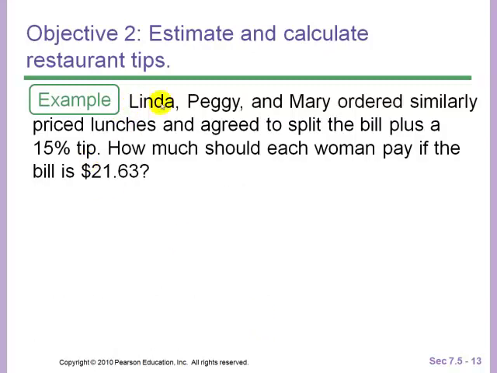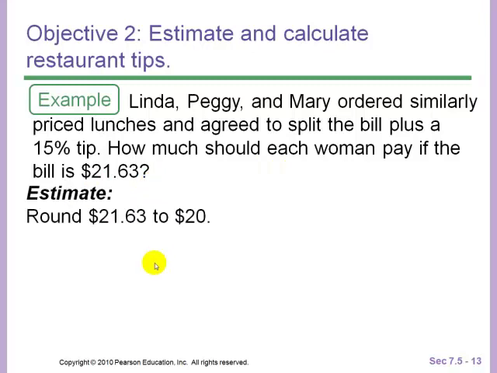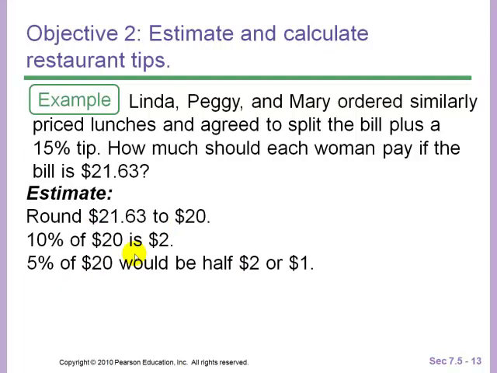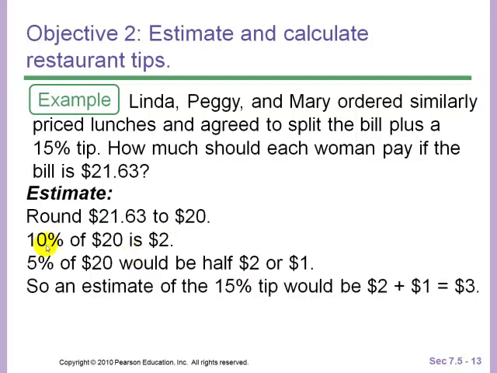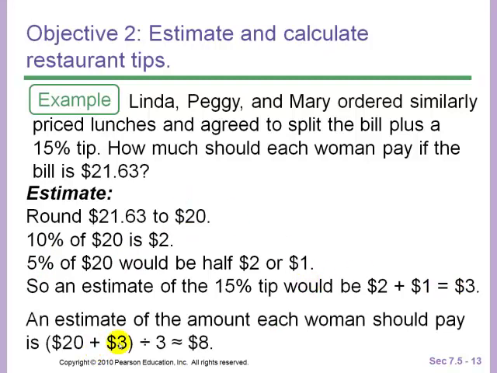Linda, Peggy, and Mary ordered similarly priced lunches and agreed to split the bill plus a 15% tip. How much should each woman pay if the bill is $21.63? If we estimate, $21.63 is about 20. 10% of 20 would be 2. Half of that would be 1. So 15%, which is 10% plus 5%, would be 2 plus 1, which is $3. Our tip is around $3, so our total bill is around $23.